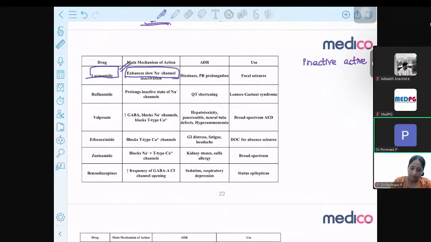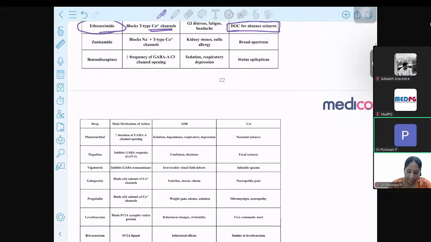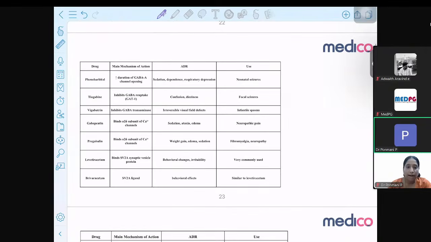Okay, so far we have seen all this, and now there is a broad spectrum anti-epileptic which we need to deal with, which is valproate. Valproate is a drug which acts by all the mechanisms, the sodium, calcium, GABA, everything. So it is going to be a broad spectrum anti-epileptic. And the one specific drug which blocks only the calcium channels is ethosuximide, and hence it is given for absence seizures. And then you have zonisamide, benzodiazepines, phenobarbital, your barbiturates and all.